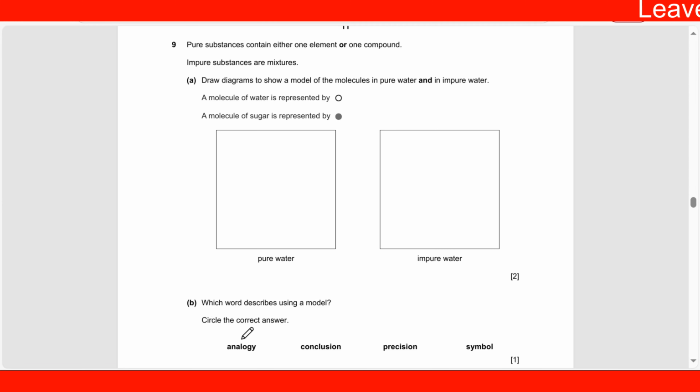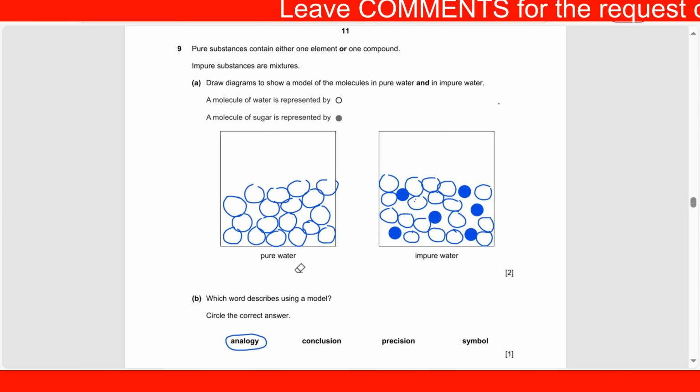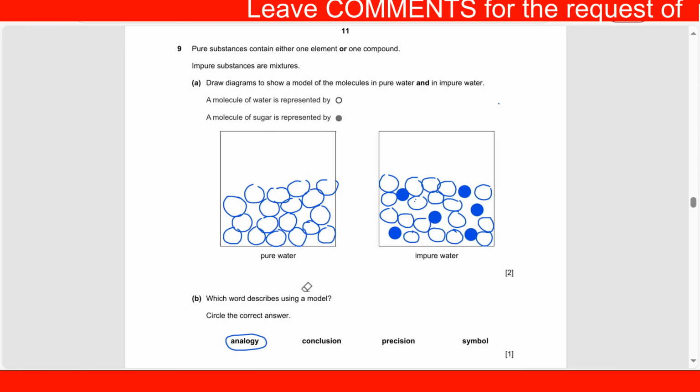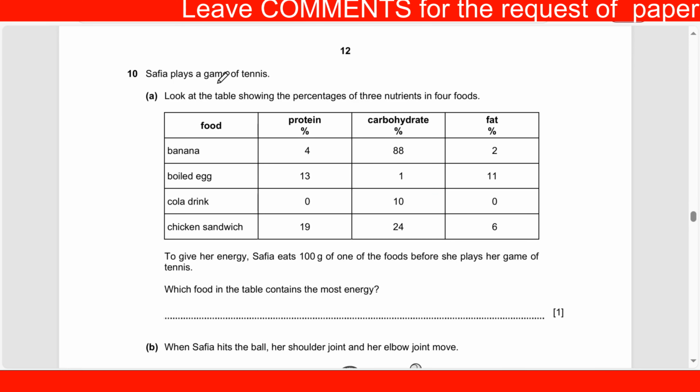Well, 9b, which word describes using a model? Circle the correct answer. Is it analogy, conclusion, precision, or symbol? Okay, the answer is analogy, because this is an analogy to represent the molecules of pure water and impure water.